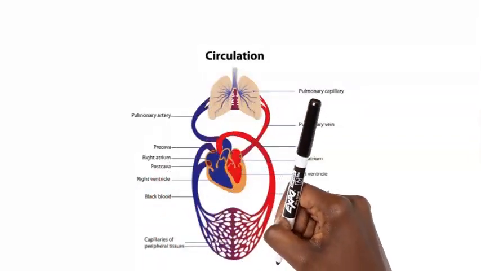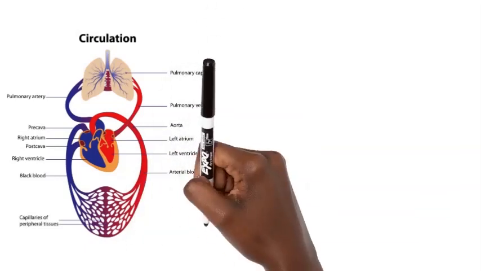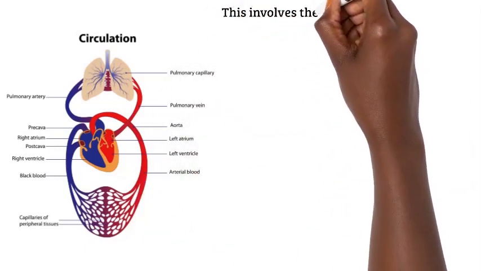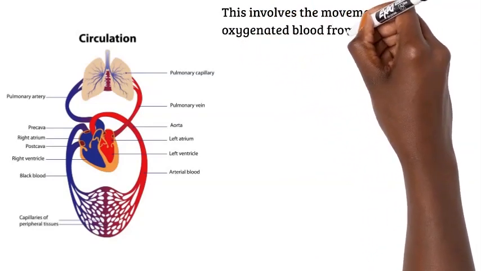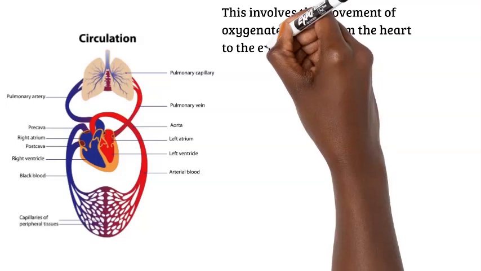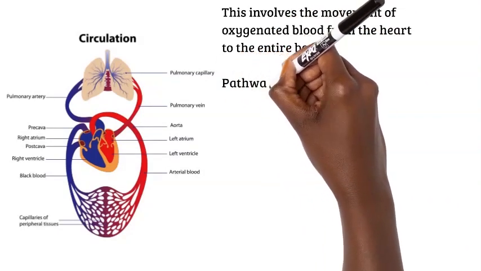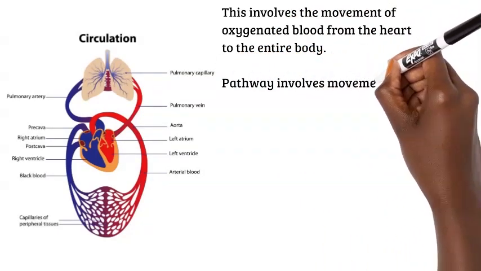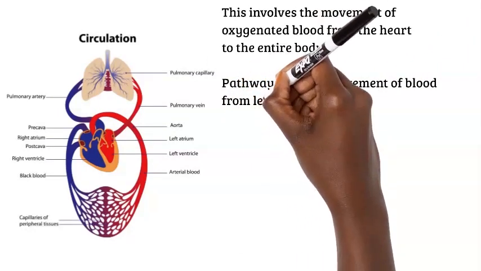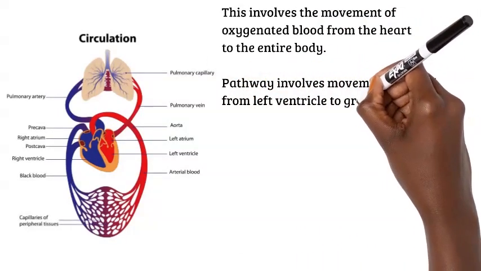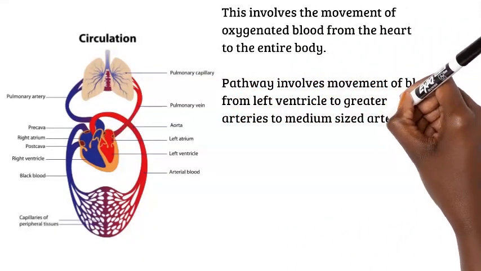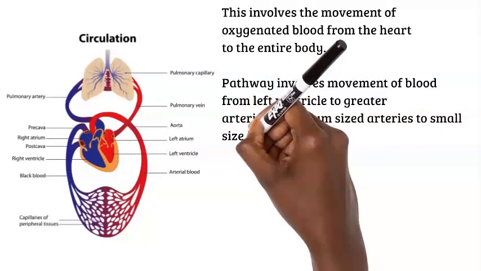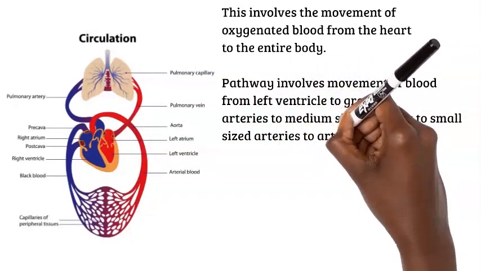Now, the systemic circulation. This involves the movement of oxygenated blood from the heart to the entire body. Its pathway involves the movement of blood from the left ventricle to greater arteries to medium sized arteries to small sized arteries, then to the arterioles, and finally to the capillaries. Now, in the capillaries, that is where exchange of gases takes place.